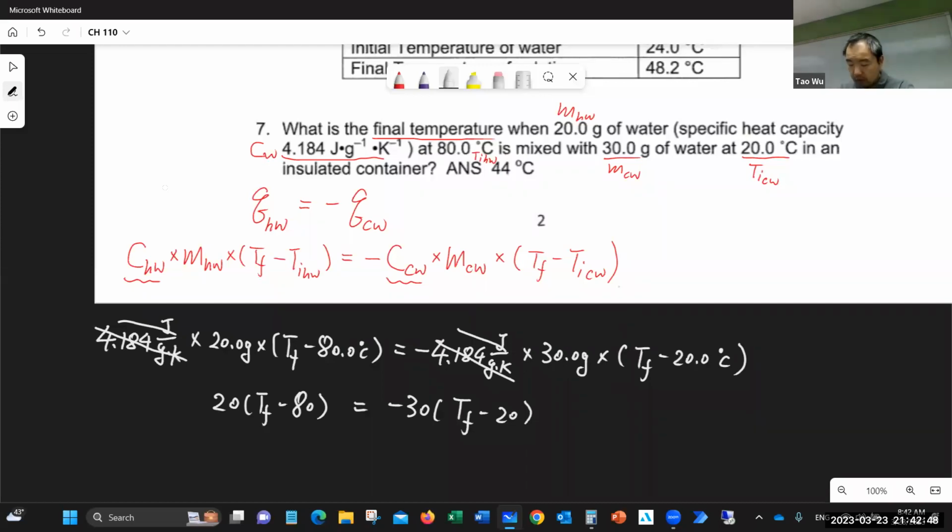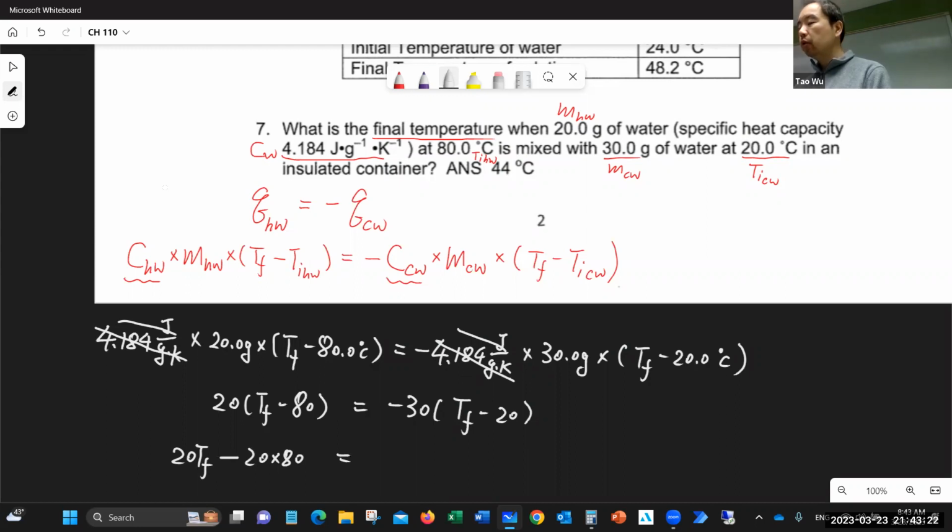First of all, you need to distribute the 20 to each of these. I forgot the math term for this. It's distribution, not contribution. Okay, distribute. You're going to distribute this. So the 20 times T final and the 20 times minus 80. So you have 20 T final subtract 20 times 80.